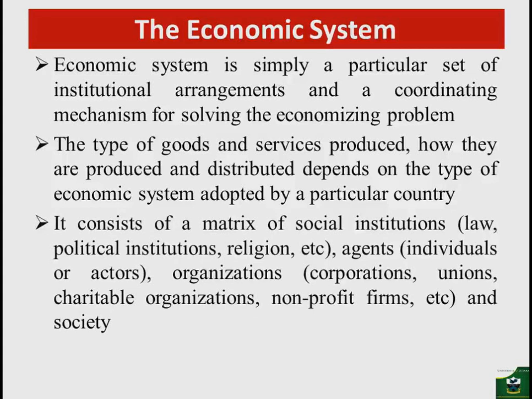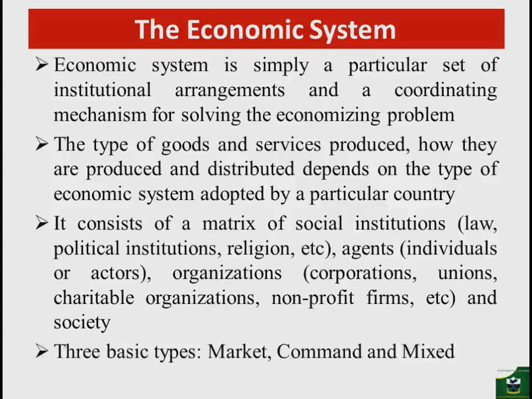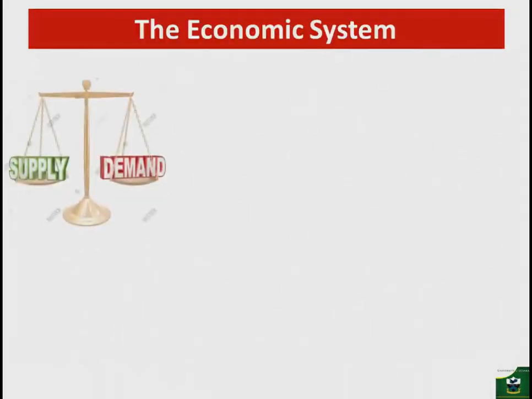Therefore, it consists of a matrix of social institutions, agents, organizations, and society. So all these different groups will come together, and they will be forming economic decisions. So we have three basic types of market systems. The first one is the market economy. Then we have the command and the mixed economy.